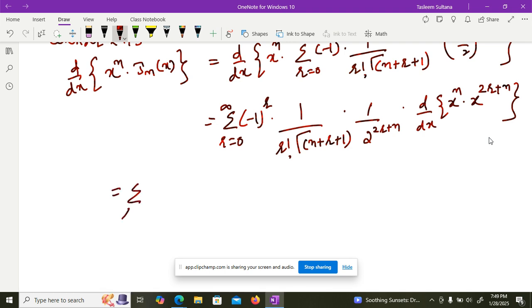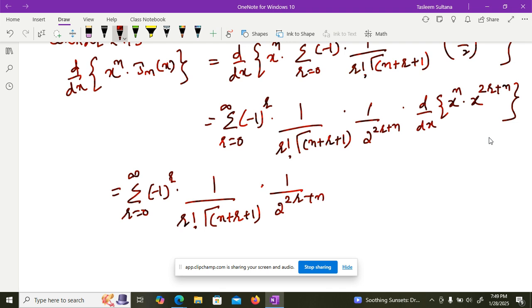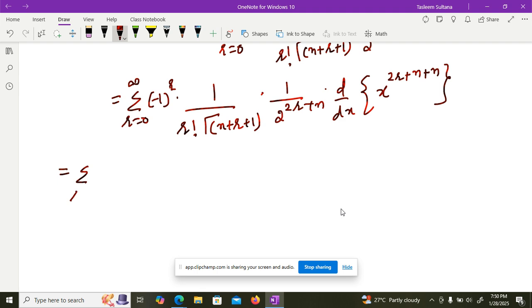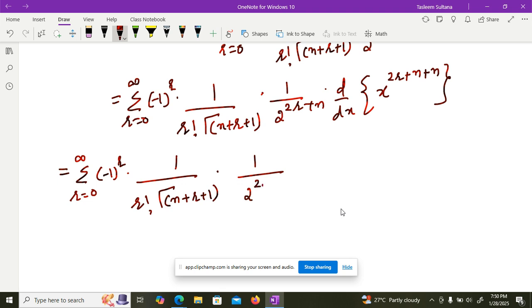Which equals summation r equals 0 to infinity, minus 1 to the power of r into 1 divided by r factorial gamma of n plus r plus 1 into 1 divided by 2 to the power of 2r plus n into d by dx of x to the power of 2r plus n plus n. n plus n we can write as 2n. So summation r equals 0 to infinity, minus 1 to the power of r, 1 divided by r factorial gamma of n plus r plus 1 into 1 divided by 2 to the power of 2r plus n into d by dx of x to the power of 2r plus 2n.